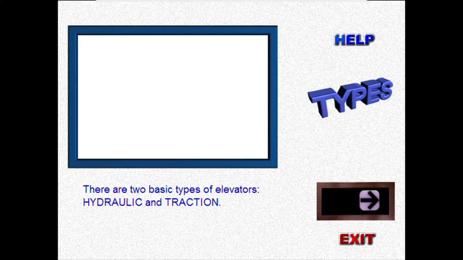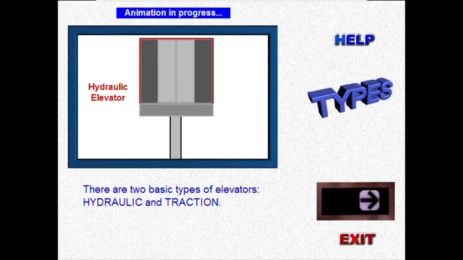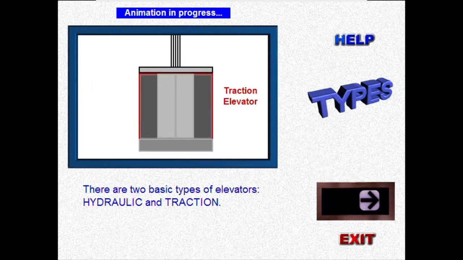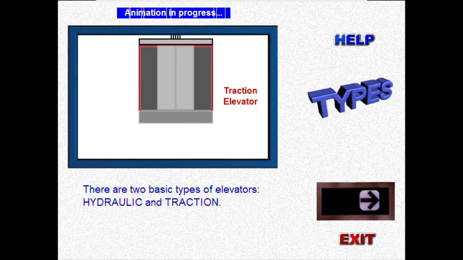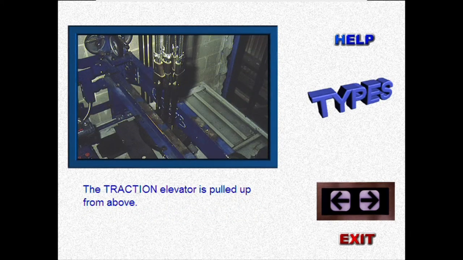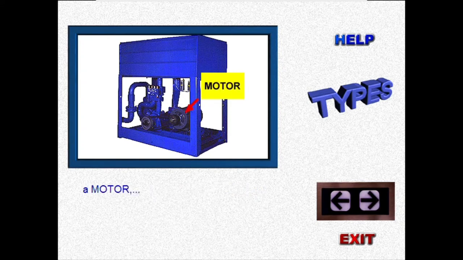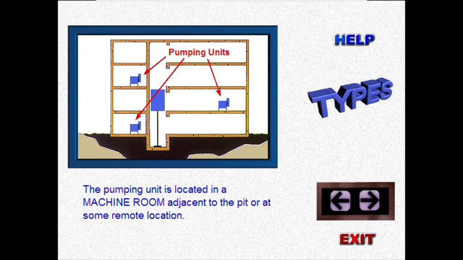There are two basic types of elevators: hydraulic and traction. The hydraulic or oil-draulic, Dover's registered trademark, elevator is normally pushed up from the bottom. The traction elevator is pulled up from above. The oil-draulic elevator uses a pumping unit for car movement. The pumping unit consists of a pump, a motor, a tank, and a valve. The pumping unit is located in a machine room adjacent to the pit, or at some remote location.